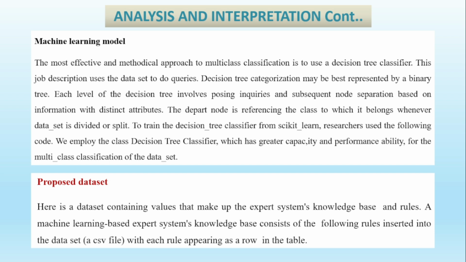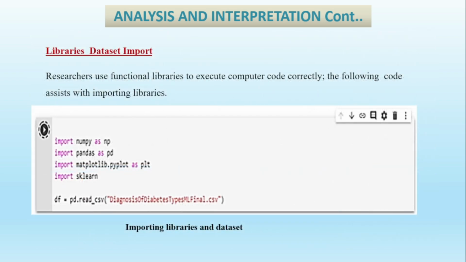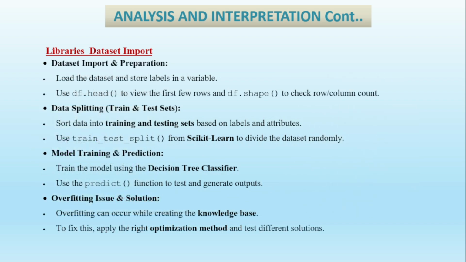Now the CSV file, we will upload it for the model. Now this is the library dataset input. Researchers use functional libraries to execute computer code correctly. The following code assists with the important libraries. This is shown in the image. Now the library dataset import. First is dataset import and preparation.